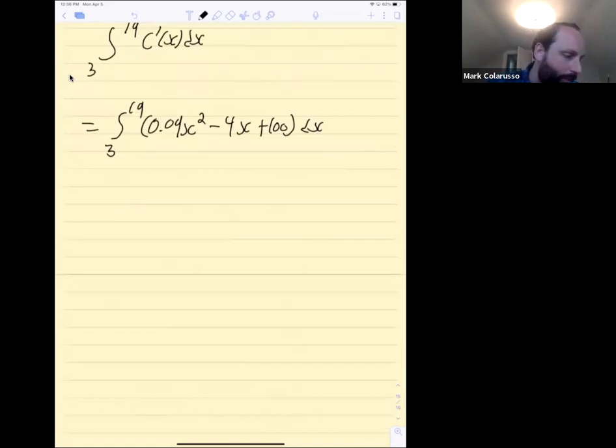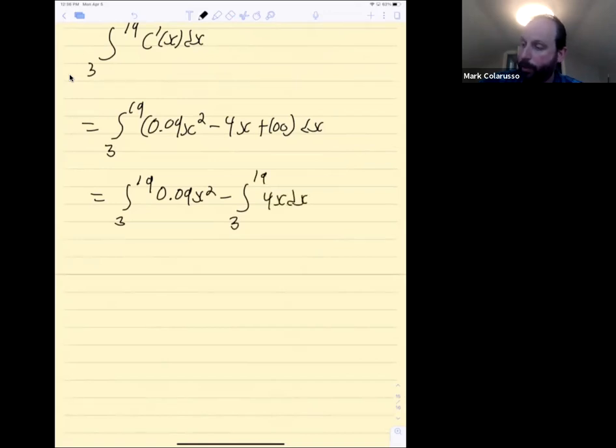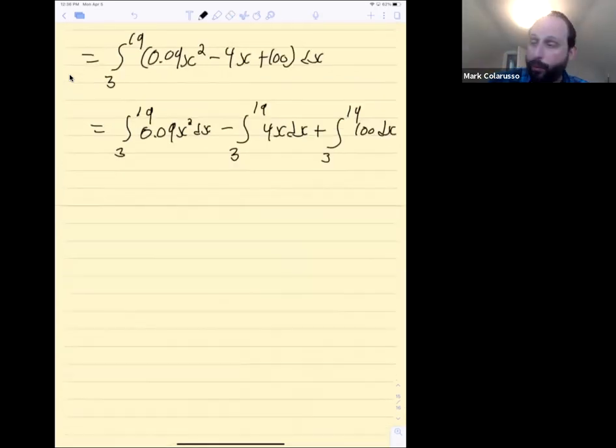And now we can use our properties of integrals all over again. We're hopefully getting to be a bit pros at this. So we get the integral from 3 to 19 of 0.09 X squared, minus the integral from 3 to 19 of 4X dX. Oh, I dropped the dX here. Let me fix that. This is a common bad habit. And then plus the integral from 3 to 19 of 100 dX. That's just the sum and difference rule for definite integrals that I talked about a minute ago.